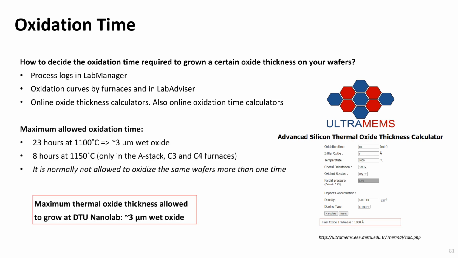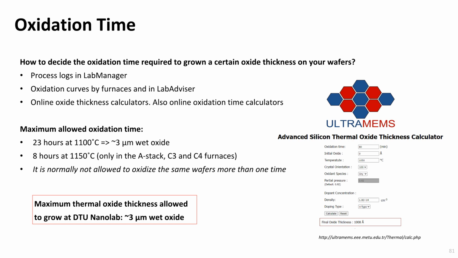At DTU Nanolab, oxidation times are limited to prolong the lifetime of the quartz tubes and to avoid excessively long bookings of the furnaces. As mentioned before, the glass transition temperature for quartz is about 1200 degrees, very close to the highest oxidation temperatures. In most furnaces, wet oxidation can be done at 1100 degrees for up to 23 hours. This results in approximately 3 micrometers of thermal oxide.